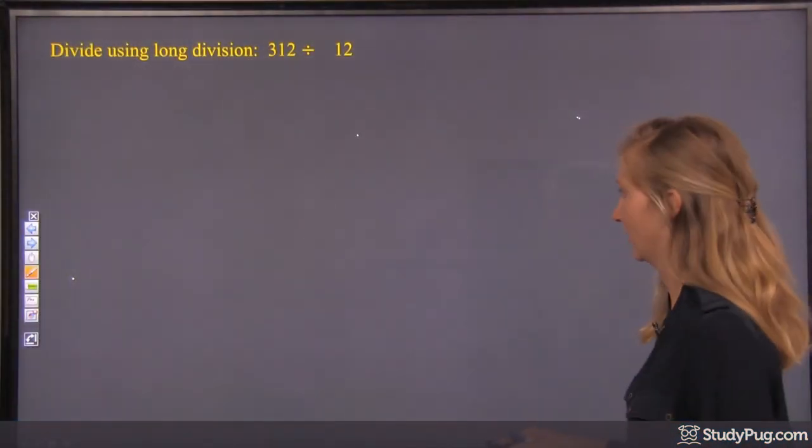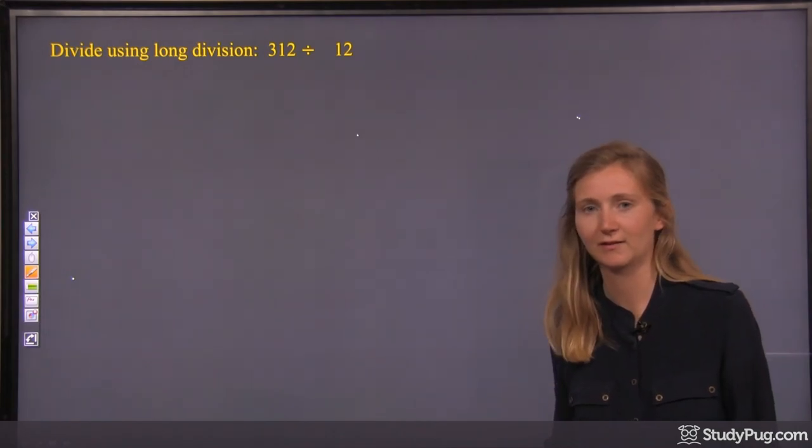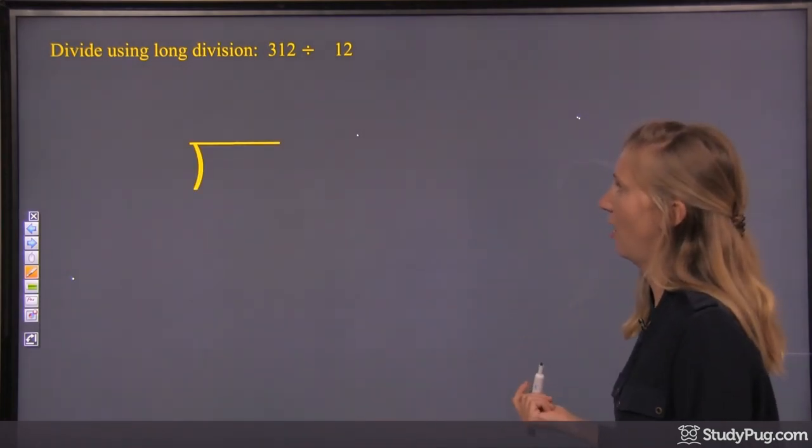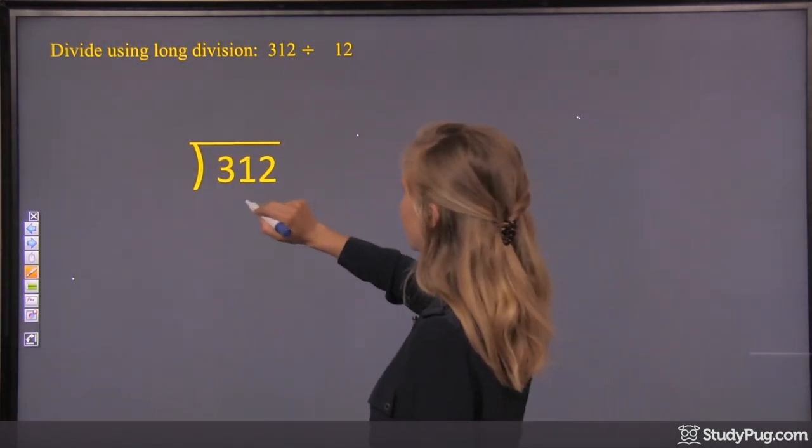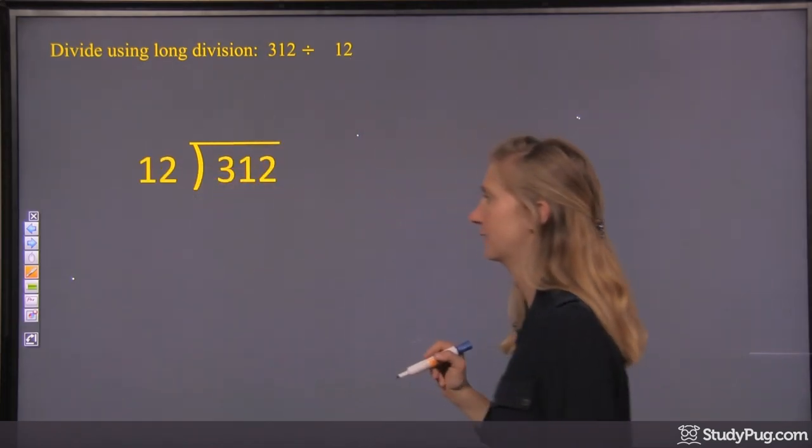Divide using long division, 312 divided by 12. Okay, so we're gonna set up our long division box. Our dividend goes inside, our divisor goes on the outside.